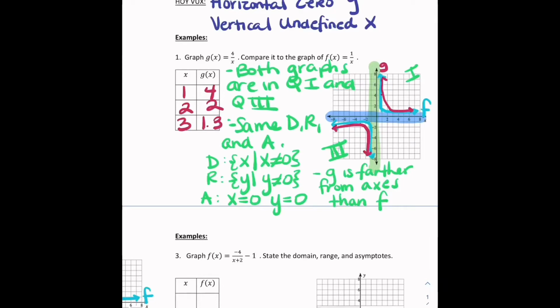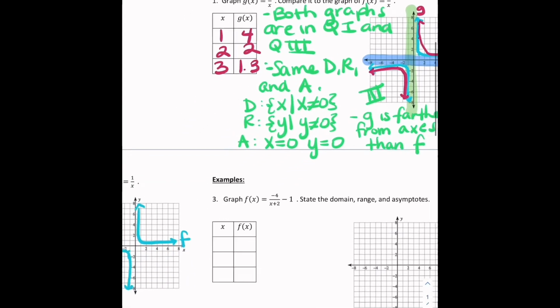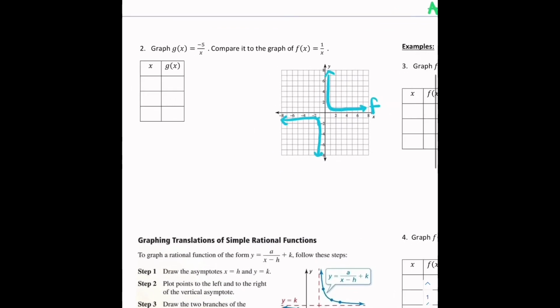Let's take a look at another example. So let's look at number 2. We have g of x is equal to negative 5 over x. Now we have a negative, and we're still comparing it to the same parent function. It's already graphed for us. So let's go ahead and go to Desmos.